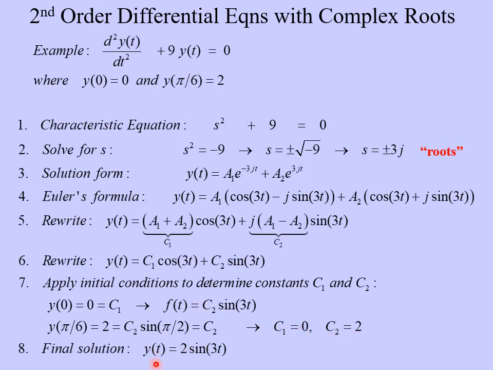So our final solution to this differential equation up here is y of t is equal to 2 times sine of 3t. And so what usually happens whenever we end up with complex roots of the characteristic equation, we always end up with a sine or cosine term, sometimes both, but the solution oscillates. That's the key thing.